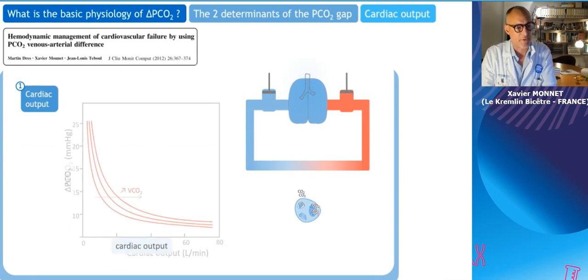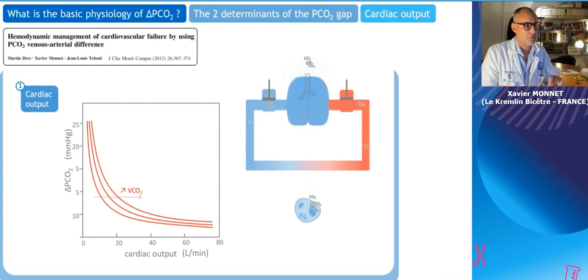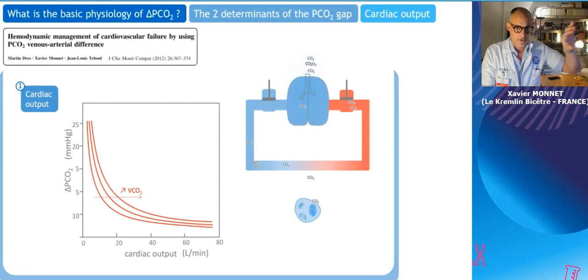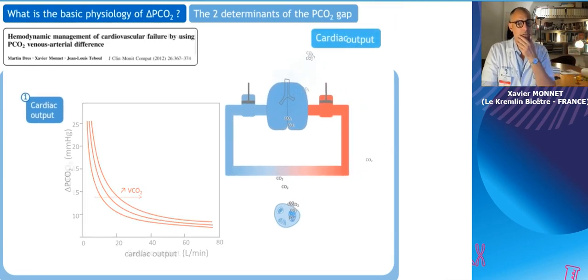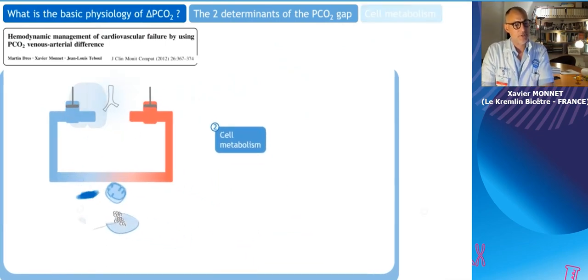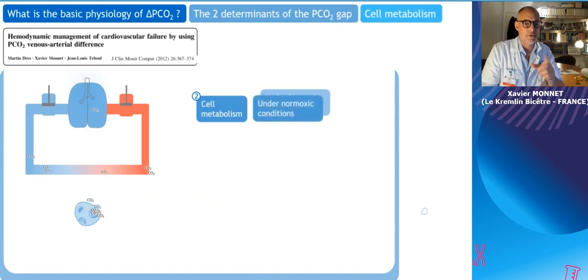This is expressed by this relationship between the PCO2 gap, y-axis, and cardiac output, x-axis. And you see that the higher the cardiac output, the lower the PCO2 gap, and you see this exponential relationship. The second determinant is cell metabolism. And here one must consider two different conditions.